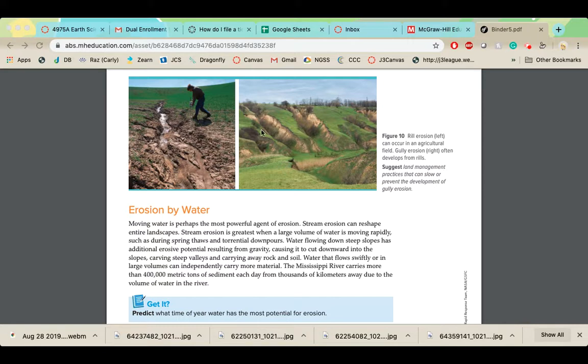The steeper the slope, the greater chance water is going to erode that away. So see how it's really steep right here? And so there's no plants growing because it's eroded away.